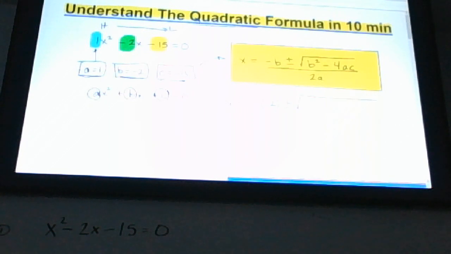The square root of b squared, again, it's negative 2, that's b, squared, minus 4 times a, which is 1, I'm just following the formula, and c is negative 15. So I'm using parentheses to plug in these values. And notice my square root goes all the way over the b squared minus 4ac part. And this is all going to be divided, one big long fraction bar, by 2a. That's 2 times the value of a, which is 1 in this case.